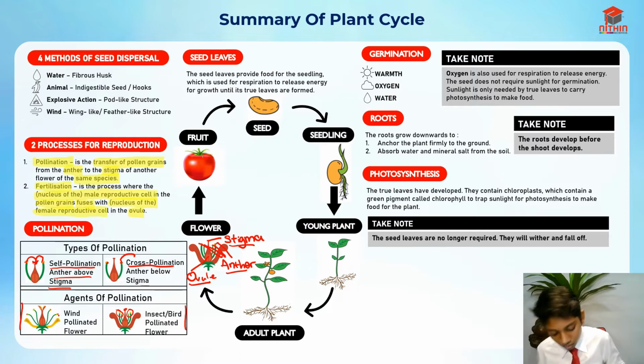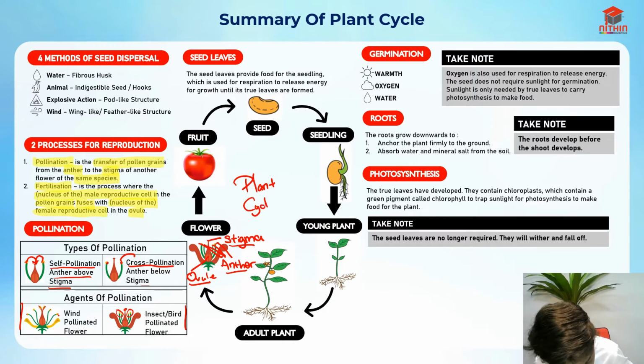Okay, so now let's move on. Over here we have the cycle of the plant. This is the plant cycle. First it starts at the seed. The seed needs to germinate in order to become a seedling over here.